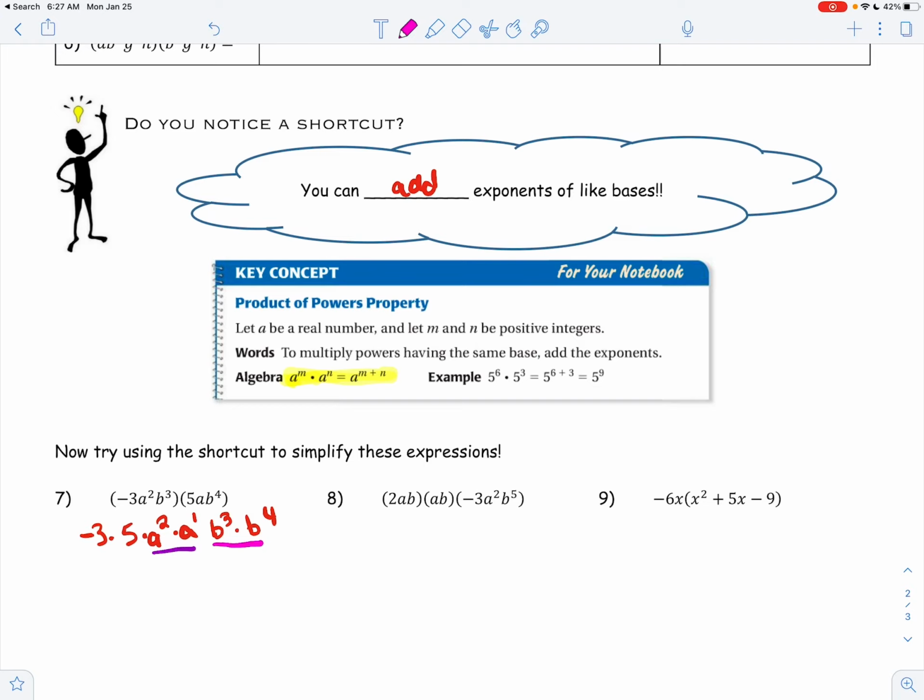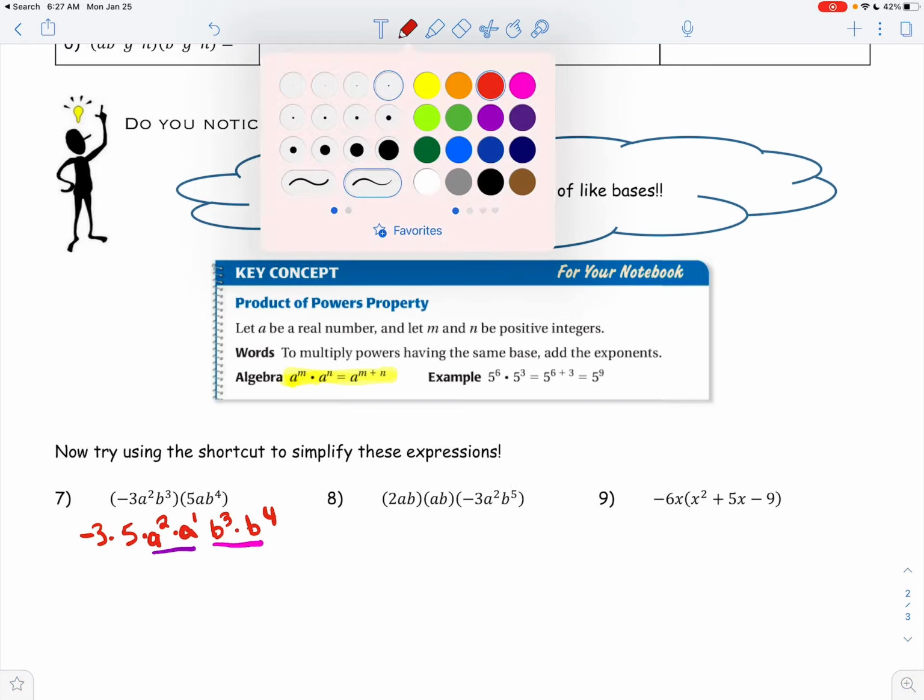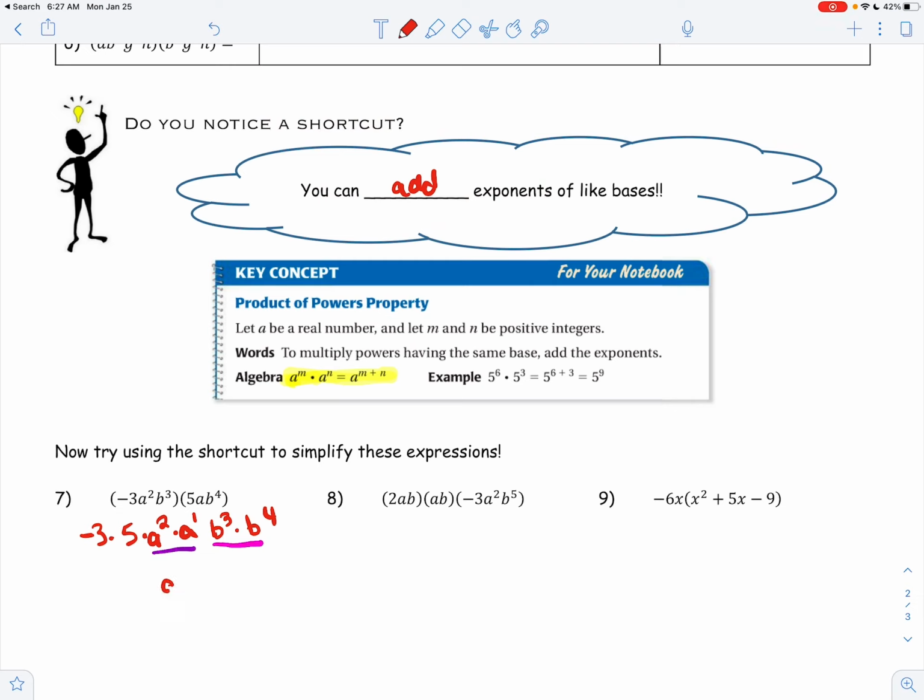All right, so what's 2 plus 1? We know that's 3, so that's a to the 3rd, and 3 plus 4 is 7, so that's b to the 7th, and negative 3 times 5, we already know, that's negative 15. So our final answer here is negative 15 a cubed times b to the 7th.